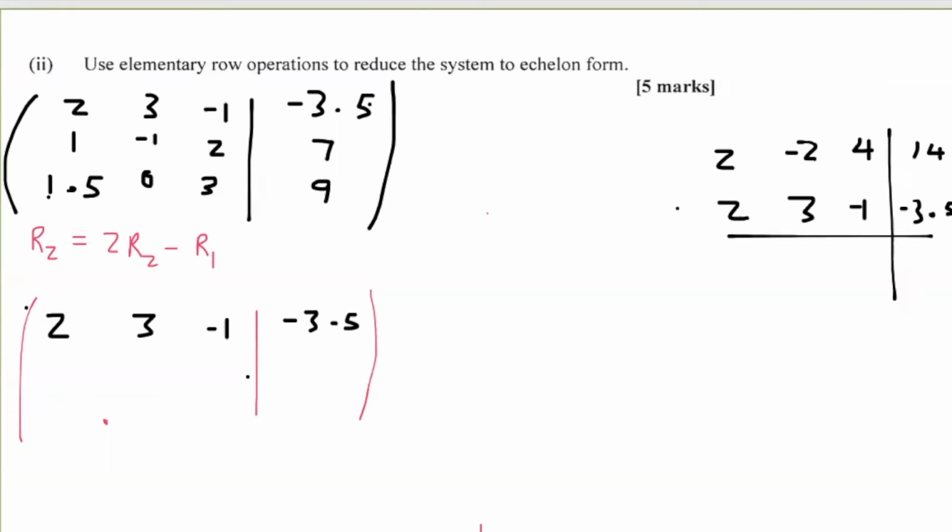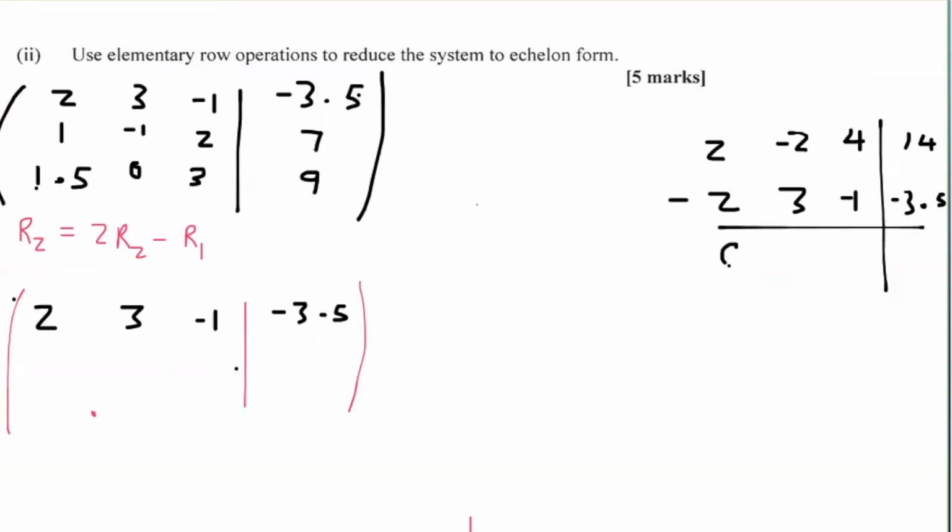So subtracting, 2 minus 2, that's 0. Minus 2 minus 3, that is negative 5. 4 minus a minus, that's plus, so that's plus 1, that's 5. 14 minus a minus, that's plus, so that's 17.5. So this is our row 2: 0, minus 5, 5, and 17.5.